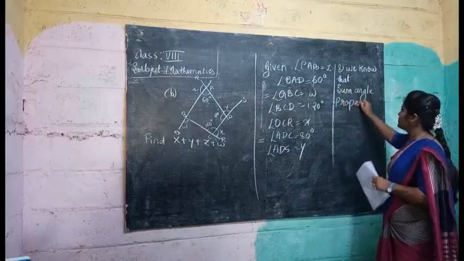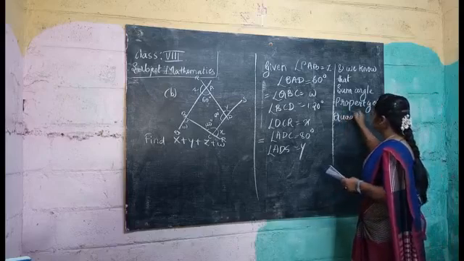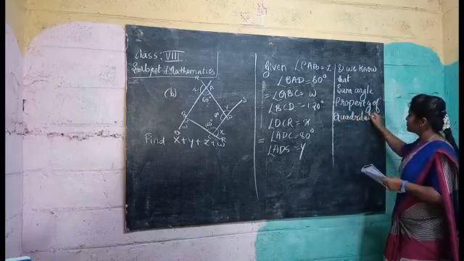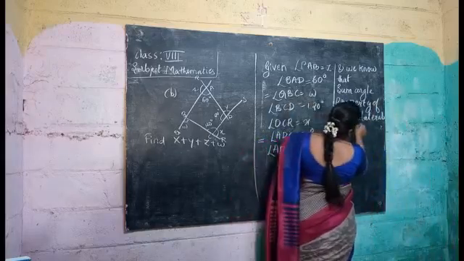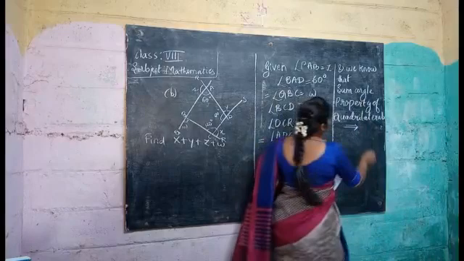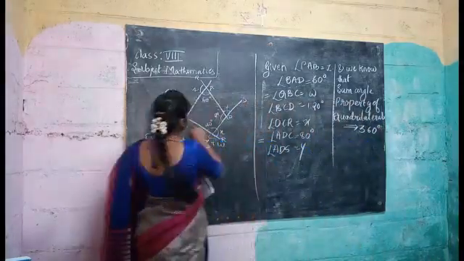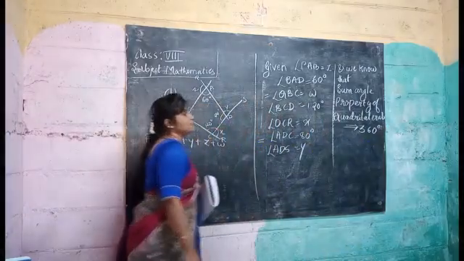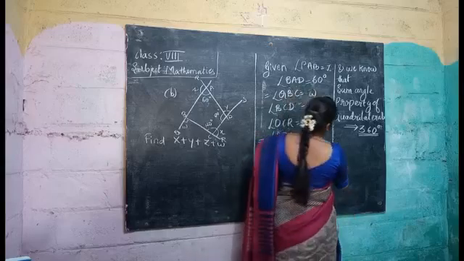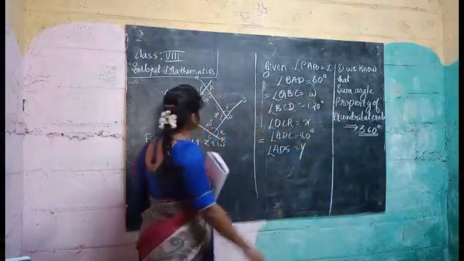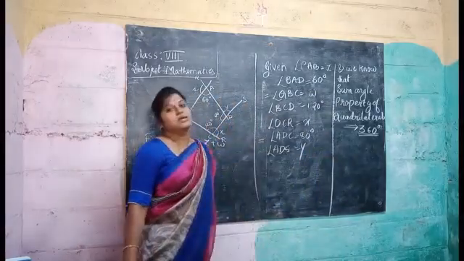Property of quadrilateral. What is the sum of the angle property, and this angle should be what? 360. Here we are not taking 180. Why are we not taking 180? Because here we have four sides. The angles have to be equal to what? 360. Okay. Now we have to take all the four angles. Which angles do we have? This angle, this one, and this one equal 360.